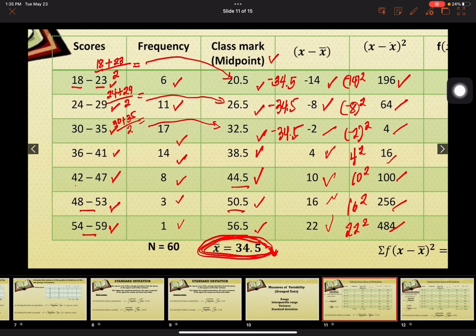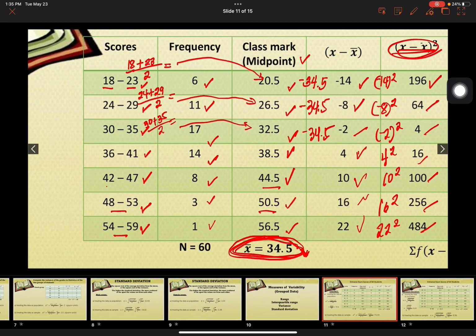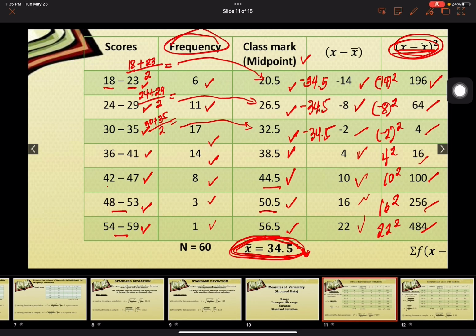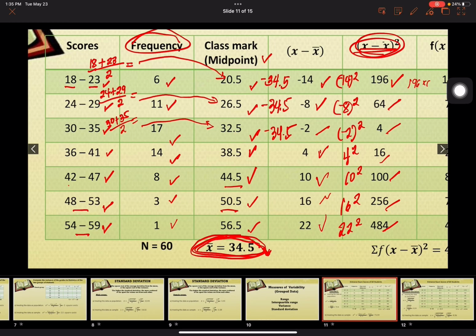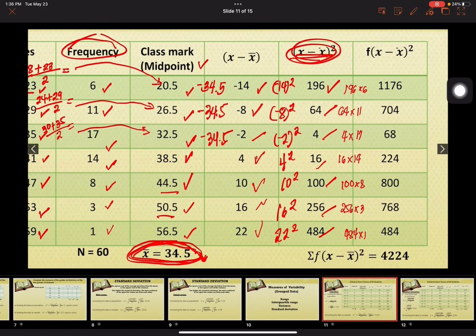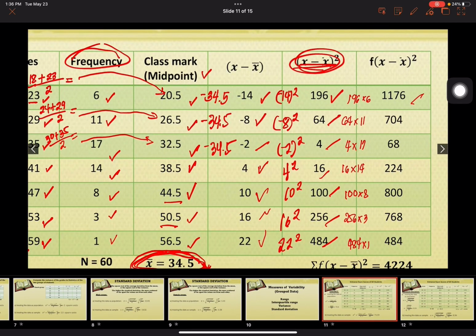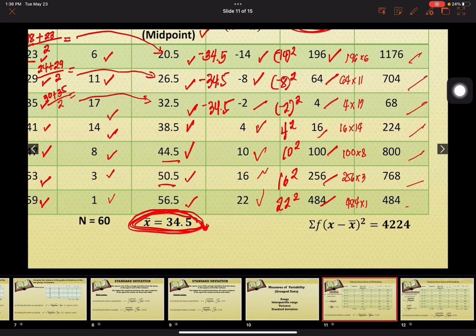Next, ang susunod na step is to multiply this to the frequency. So, magiging 196 times 6. 64 times 11. 4 times 17. 16 times 14. 100 times 8. 256 times 3. And 484 times 1. So, kapag minultiply natin yan, we will get 1,176, 704, 68, 224, 800, 768, and 484.